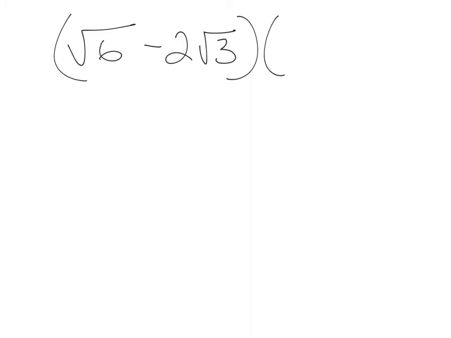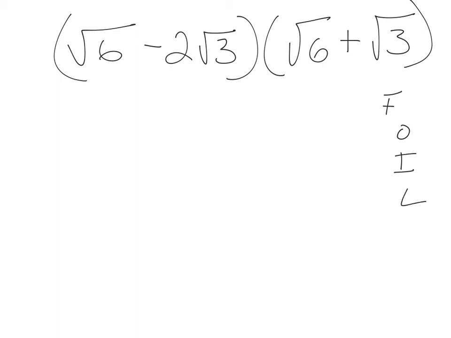We can also deal with this sort of thing like foiling. So here we have what is essentially a binomial, or two unlike terms together. And we're going to multiply it by another binomial, two other unlike terms together. And you do the same process you would with FOIL. Remember, first, outside, inside, last.